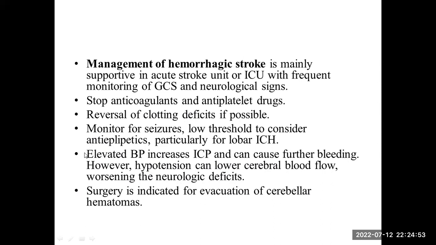And also surgery can be considered in the form of ventriculoperitoneal shunting if there is an element of obstructive hydrocephalus, and this is one of the complications associated with hemorrhagic stroke. If there is obstructive hydrocephalus, then you can do a VP shunt as part of surgical management, and this is to lower the intracranial pressure.